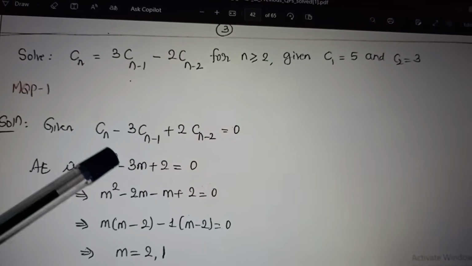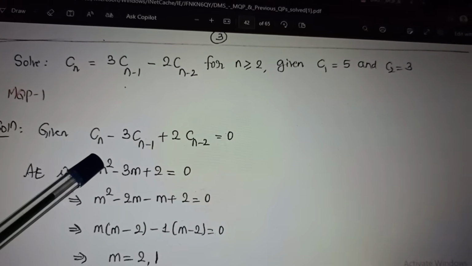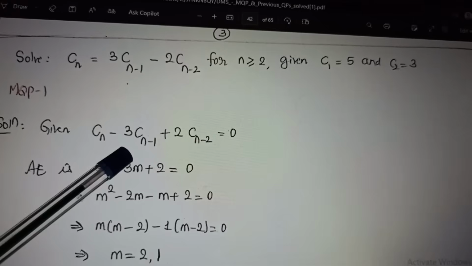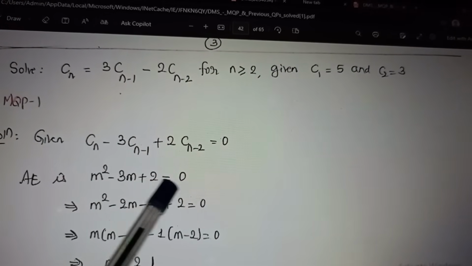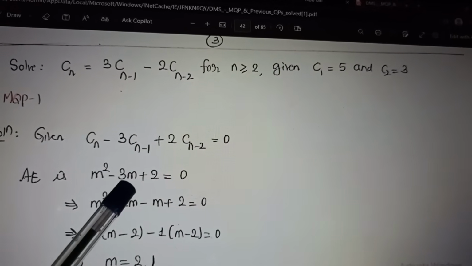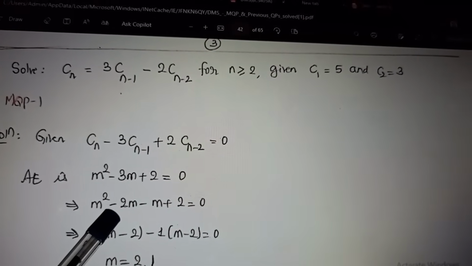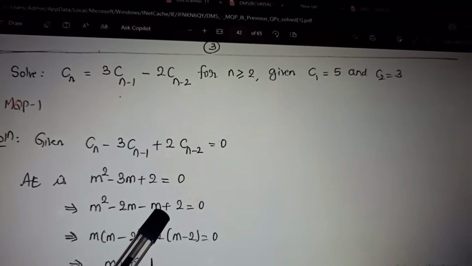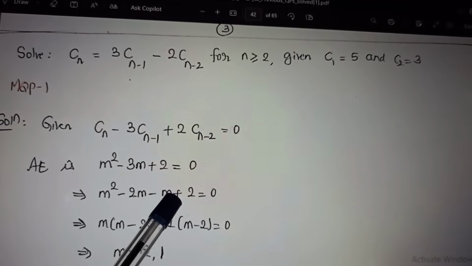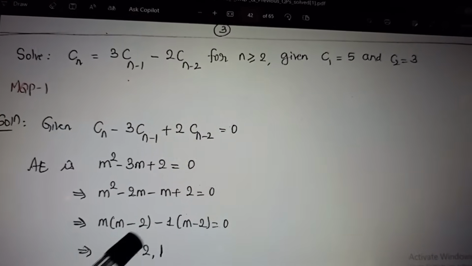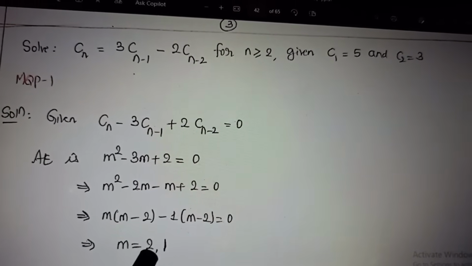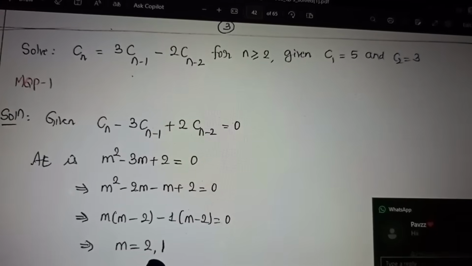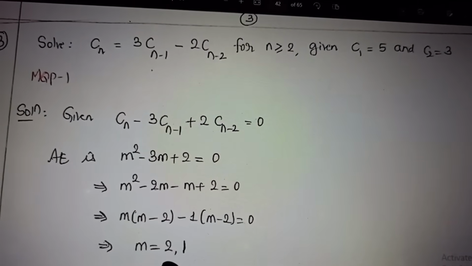Now what we have to do is just try to reduce this form. Simply reduce this form. Like minus 3m can be split up as minus 2m and minus m, right? So split it up, and think where you can cancel or take common. If you take m common, finally you will get the value of m to be 2 comma 1.